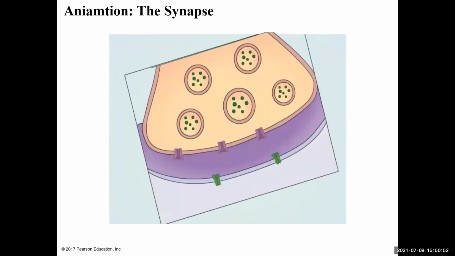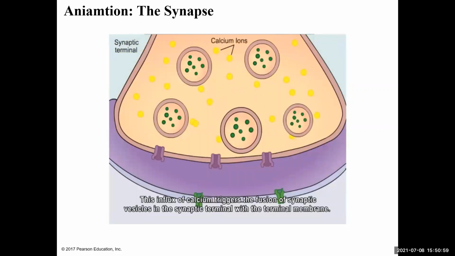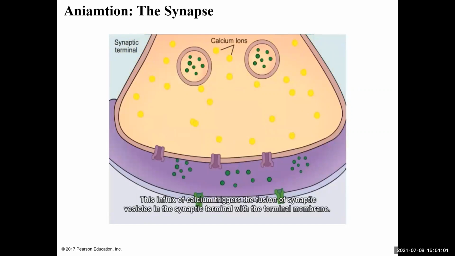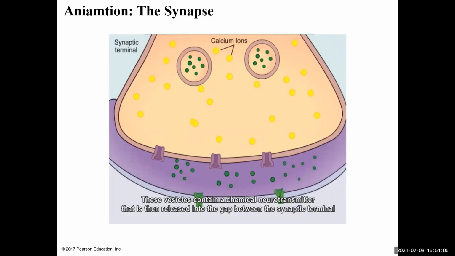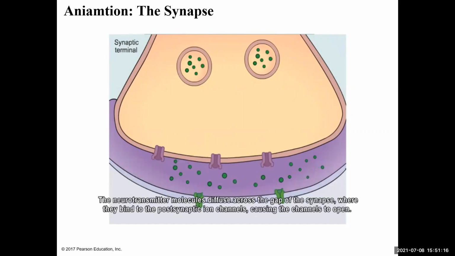When the action potential reaches the synaptic terminal, it triggers an influx of calcium ions. This influx of calcium triggers the fusion of synaptic vesicles in the synaptic terminal with the terminal membrane. These vesicles contain a chemical neurotransmitter that is then released into the gap between the synaptic terminal of the presynaptic neuron and the membrane of the postsynaptic neuron.